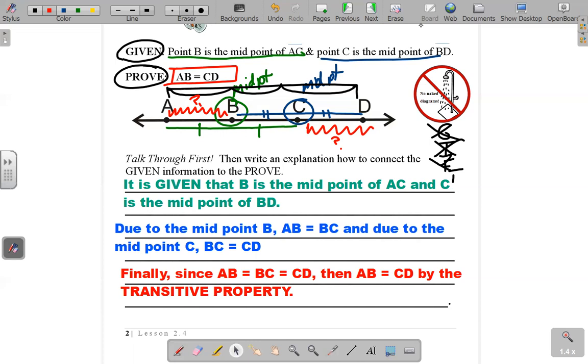Finally, notice how I arranged it. These are true, this is true. First equal to second, second equal to third, therefore you can connect the first and third. That's called the transitive property. AB is equal to CD. Transitive property, specifically the transitive property.